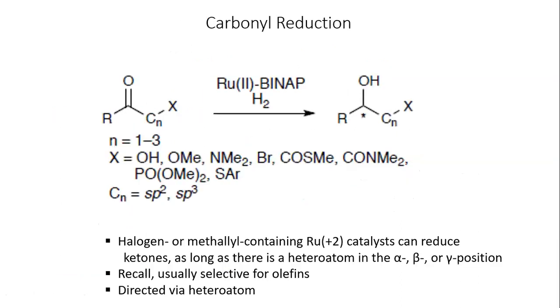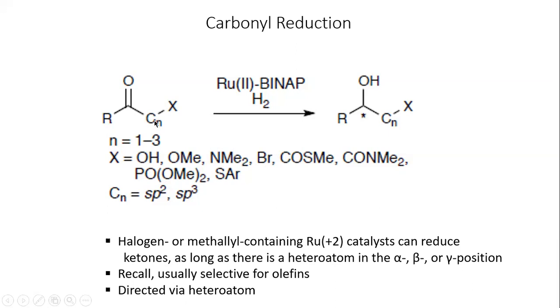All right. So this technology can also be applied to carbonyl reduction, right? So you can take the ruthenium BINAP system and hydrogen gas, and as long as there's some chelating atom here, like an oxygen or methoxy or an amine, you can actually hydrogenate the carbonyl. But it happens when you have a heteroatom at the alpha, the beta, or the gamma position.